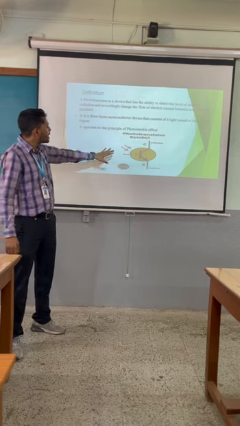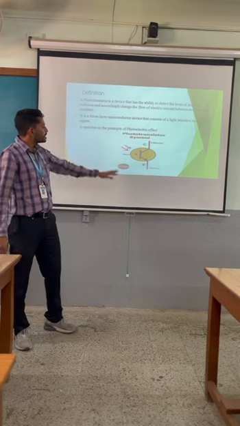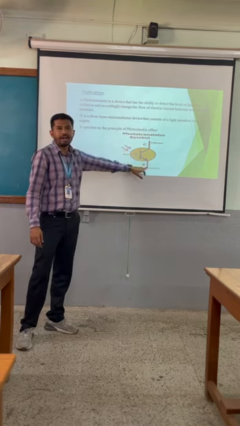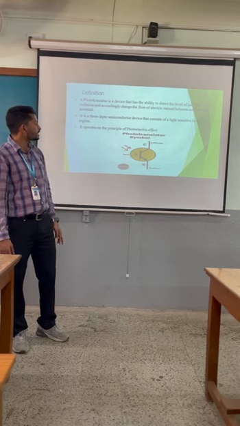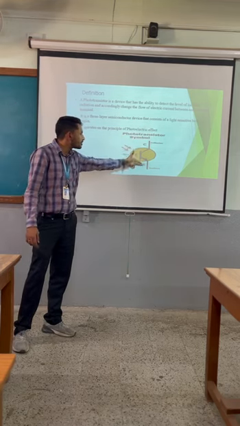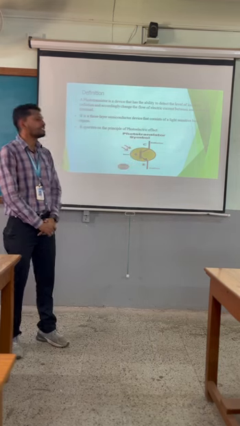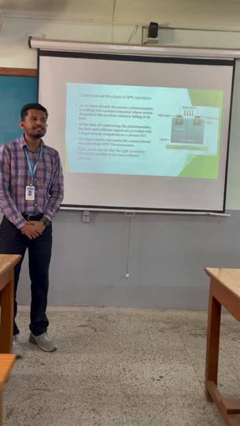This is the basic symbol of the phototransistor. There are base, collector, and emitter. When light is incident on the base region, current flows from collector to emitter. In this type of transistor, an NPN transistor is used.